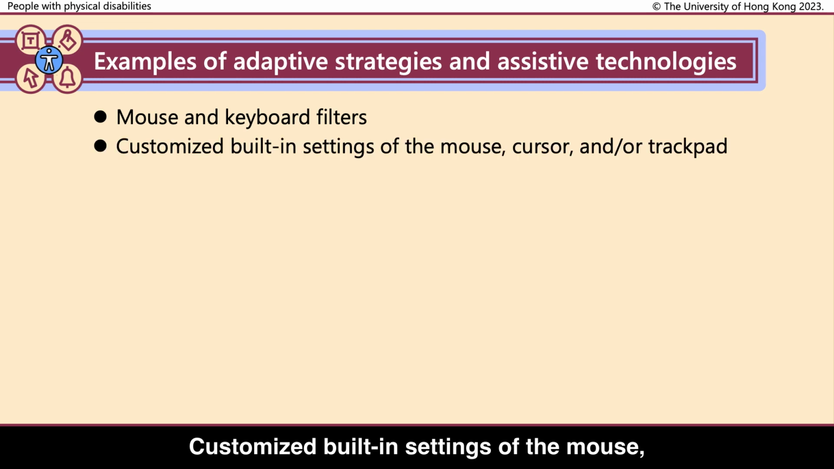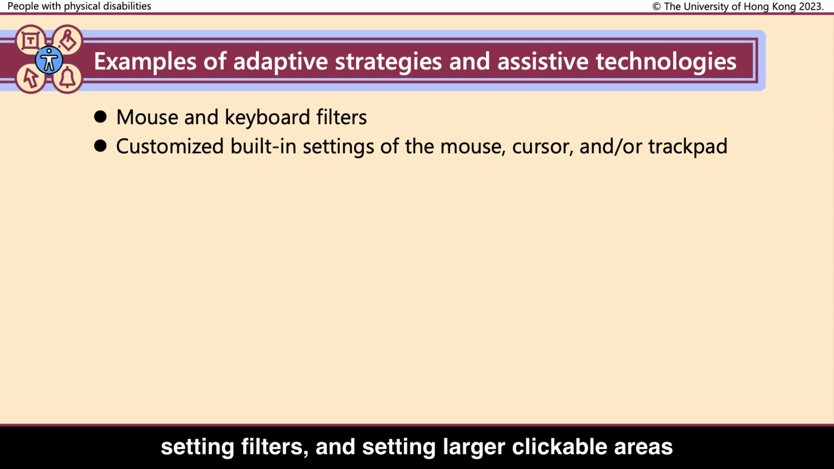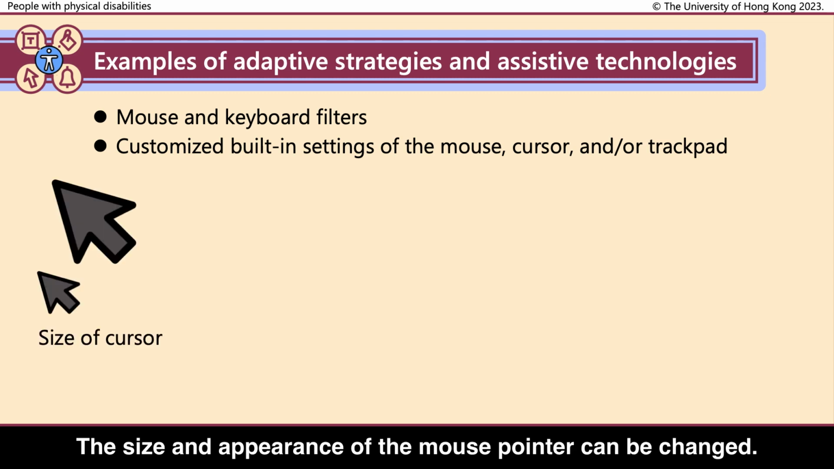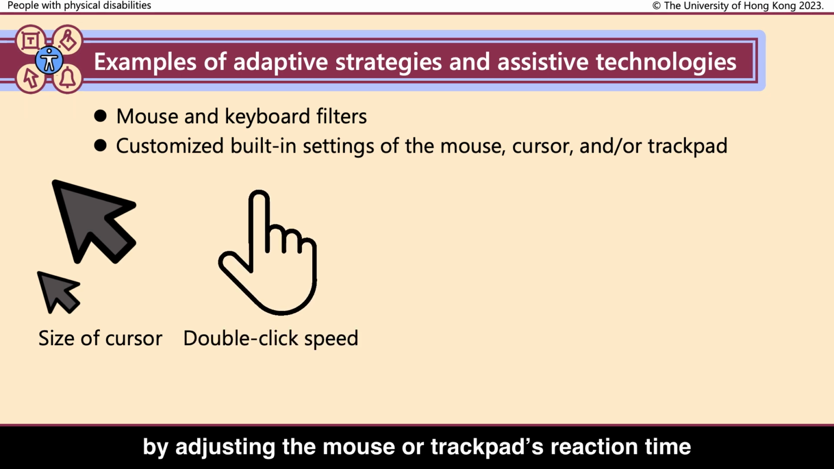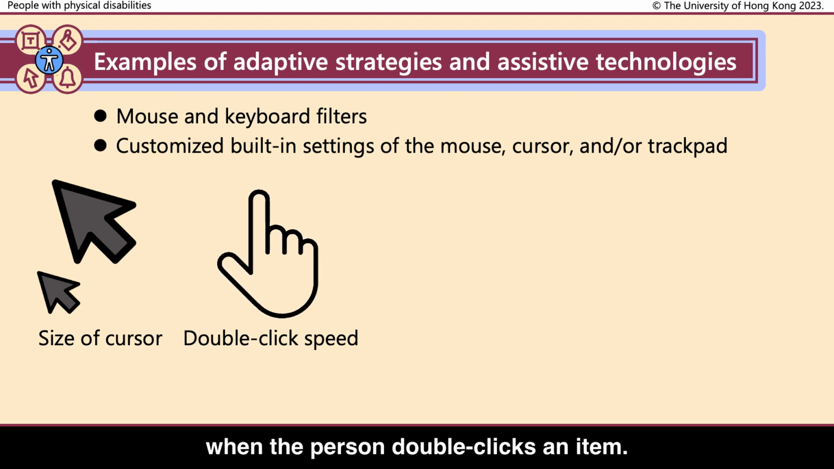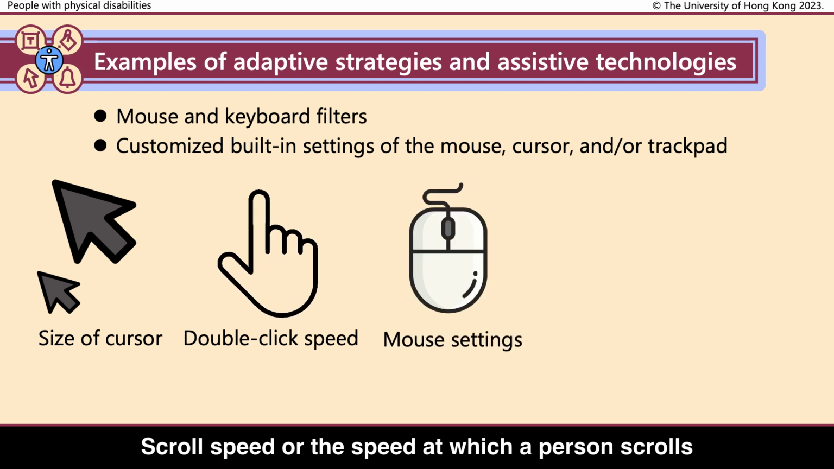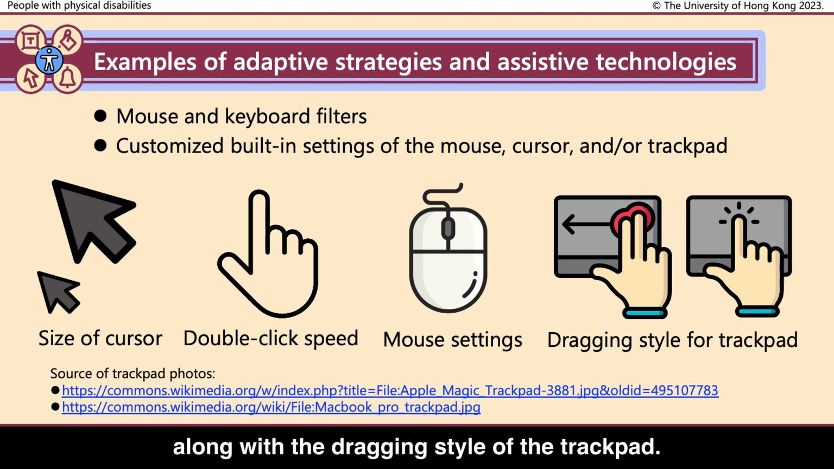Customized built-in settings of the mouse, cursor, and trackpad include size, speed, and sensitivity, as well as alternative control options, such as changing the mapping of buttons, changing the sensitivity of the mouse to movement, setting filters, and setting larger clickable areas for buttons and links. The size and appearance of the mouse pointer can be changed. Double-click speed can be changed by adjusting the mouse or trackpad's reaction time when the person double-clicks an item. Scroll speed, or the speed at which a person scrolls through documents and windows using the mouse, can be customized, along with the dragging style of the trackpad.